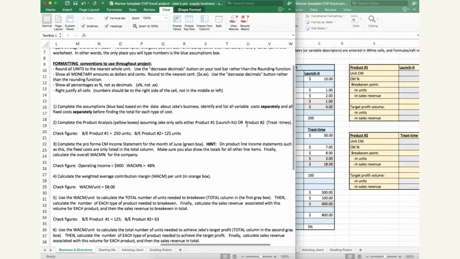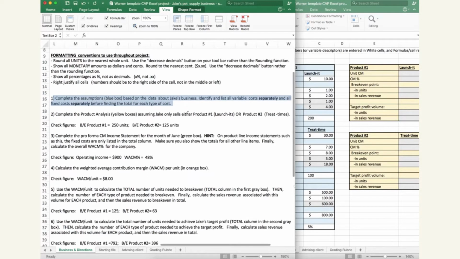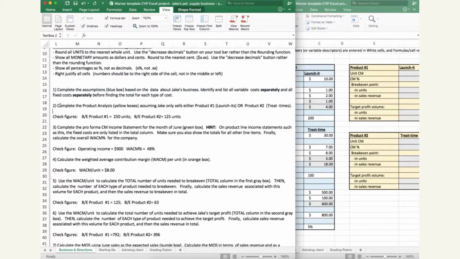I'm not so worried about the formatting just yet. Let's worry about doing the actual analysis. The first thing we did, we completed the assumptions based on the data about Jake's business. We know this. And then we need to do the product analysis, the yellow boxes, assuming Jake only sells either product number 1 or product number 2. And if you get to 250 units of product 1 or 125 units of product 2, you'll know you're in good shape. So how do we do that?